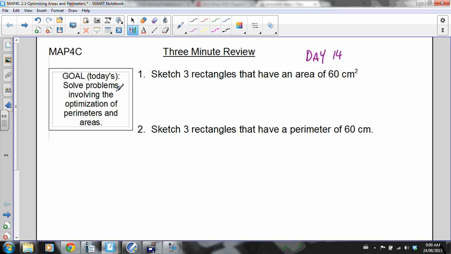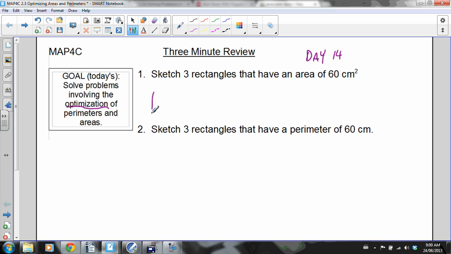The goal today: solve problems involving the optimization of perimeters and areas. Optimization means finding the best perimeter, finding the best area, that sort of thing. And we've done this before in previous grades, but we're sort of smashing them all together and going fairly quickly through this material. So let's do it.